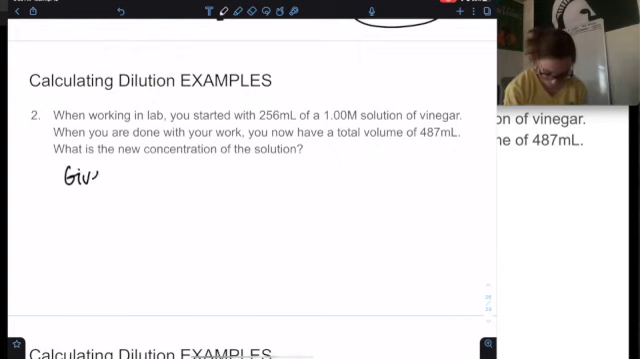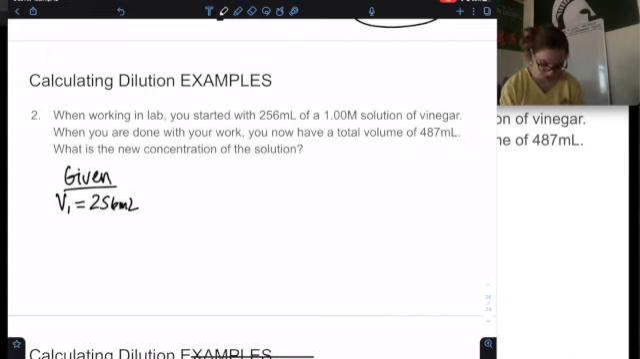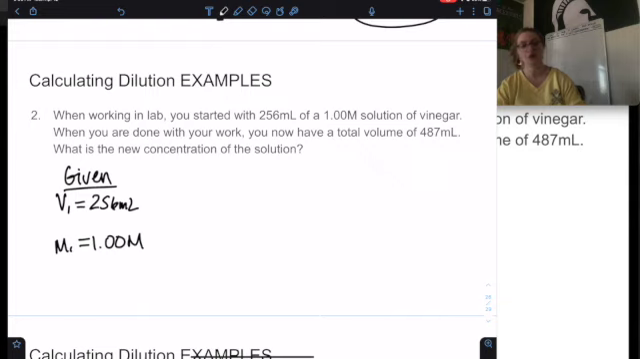So, given. Here, it looks like you started with this much at this concentration, so that's going to be V1 equals 256 milliliters. And my first concentration, therefore, is going to be 1.00 molar. If I continue on reading my problem, when you are done with your work indicates my second time period, and I see a volume here. So my V2 is going to be 487 milliliters.